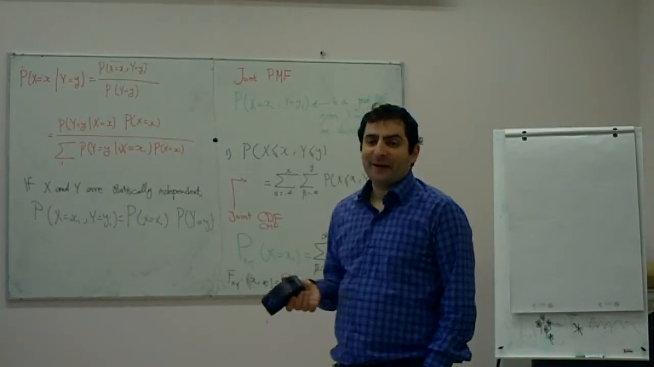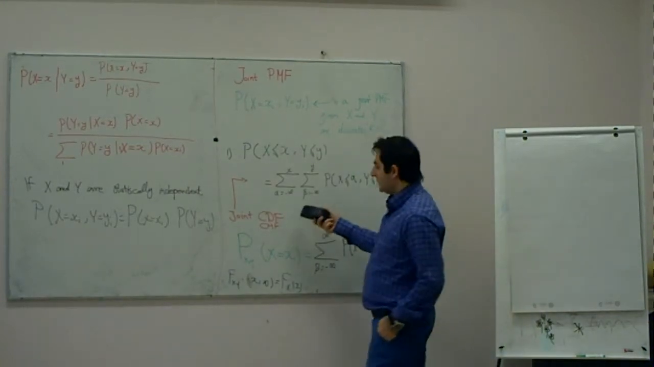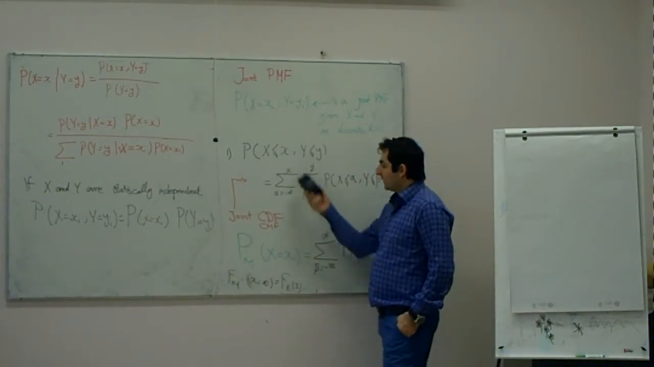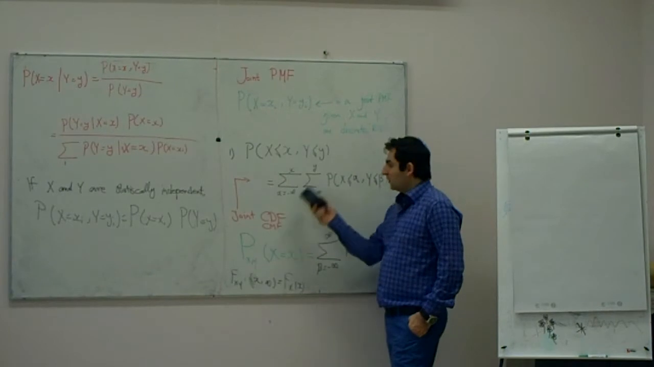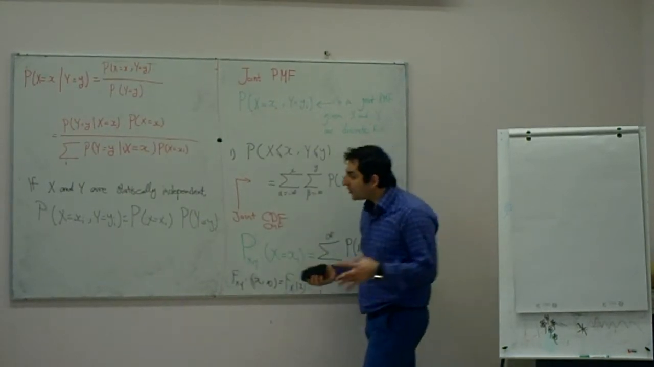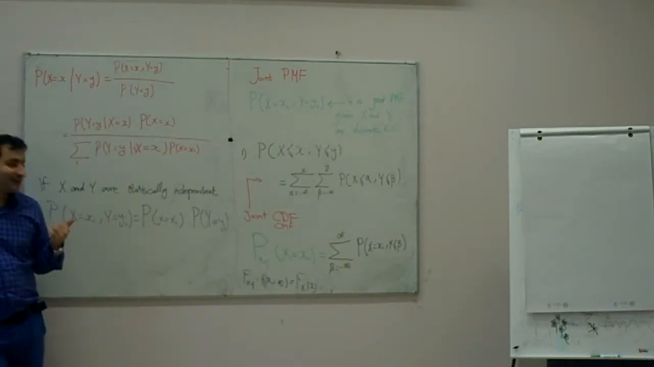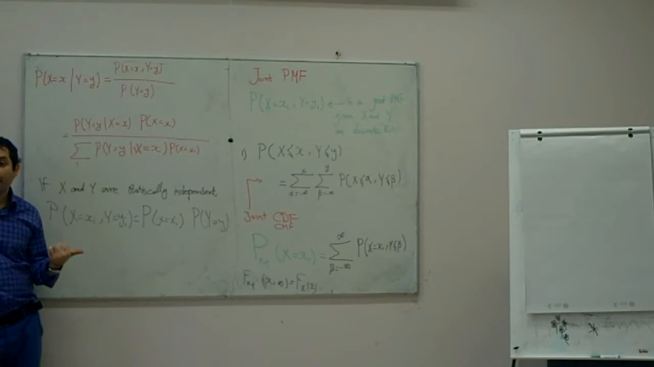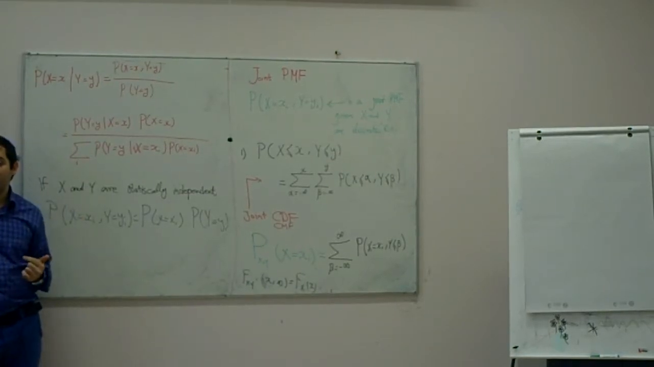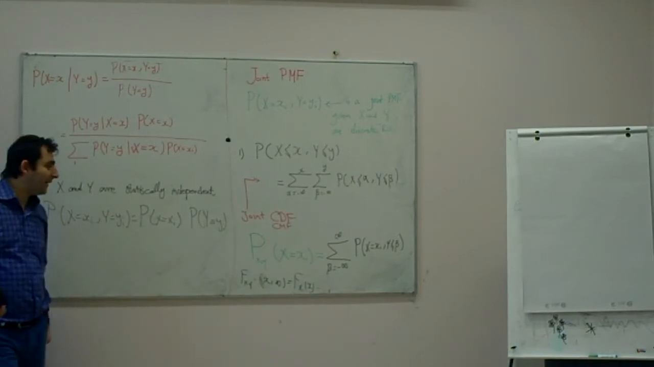Now, if we have the PDF or PMF, we could calculate the CDF, right? And we have either a double integral or a double summation, so we can calculate the CDF. Now, the question is, what will happen if we have the CDF and we want to calculate the PDF? Or we have the CMF and we want to calculate the PMF.